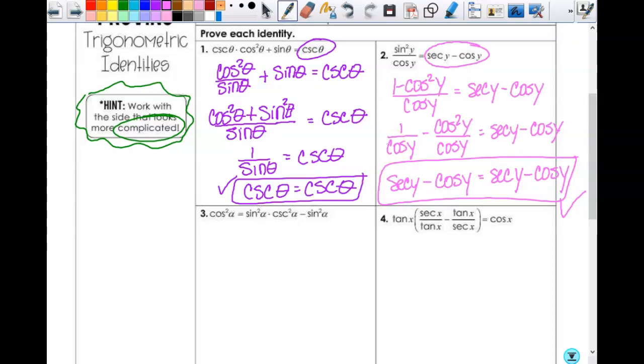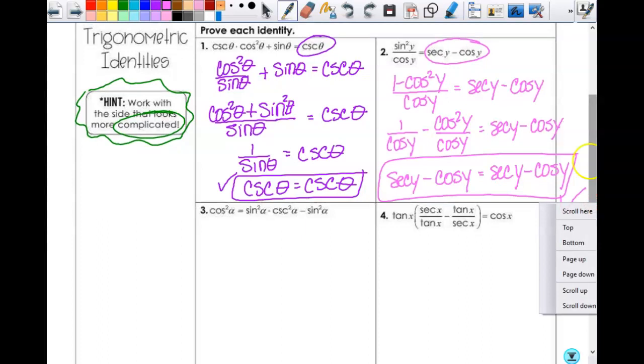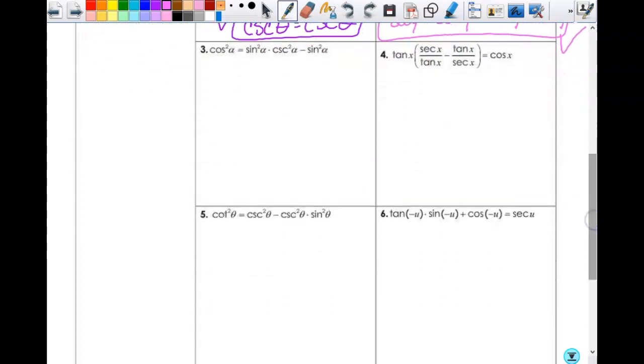Okay, we good? All right, let's look at number 3. Which side looks more complicated? The right side. Oops, I agree with that. So this is our goal. Okay. So let me go ahead and write down the left-hand side. Cosine squared alpha equals, so what do you think I could do on the right-hand side there?